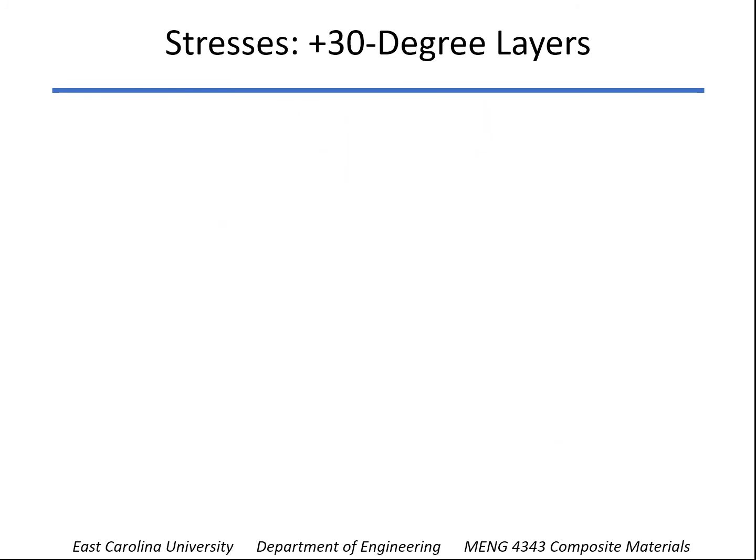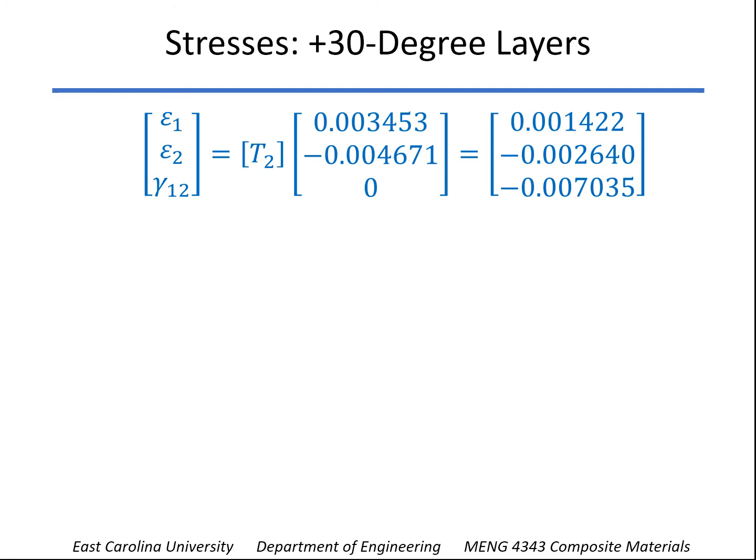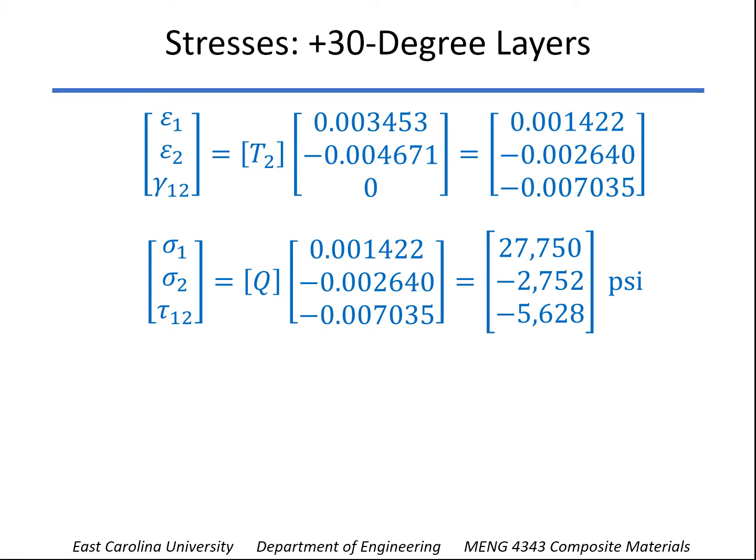Okay, so now to find the stresses, a couple of ways we can do that. We can use the Q-bar matrix with the global strains. But what I prefer to do is to transform the strains into the local coordinate system. So using the T2 matrix, we do that. This is for the plus 30 layers. Once we have the strains in the local coordinate system, we just have to multiply by the Q matrix to get the stresses in the local coordinate system. Those are the stresses we're most interested in when we apply failure criteria.